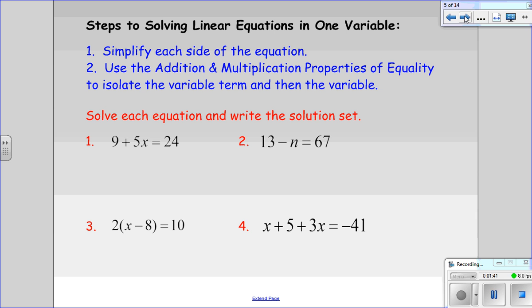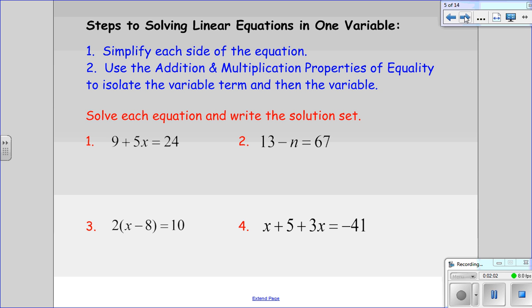Our steps to solving linear equations in one variable require us to first simplify each side of the equation, and then second, we use the addition and multiplication properties of equality to isolate the variable term, and then we isolate the variable. Let's do 4 examples together.